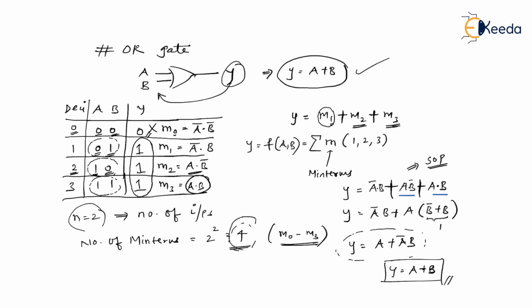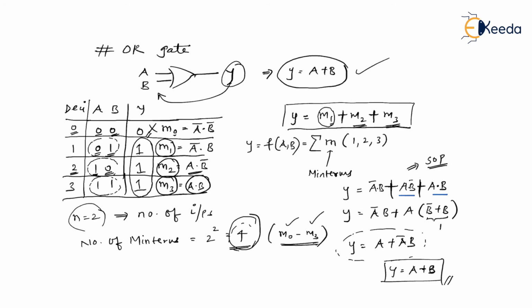There were total 4 minterms. Observe, there were total 4 minterms from M0 to M3, isn't it? But we have not considered all of them for writing the output equation. We have considered only those minterms for which output is 1. So as you could see, for M1 we had output 1, for M2 we had output 1, for M3 we had output 1. So I could write Y equal to what? Summation of M1 plus M2 plus M3.